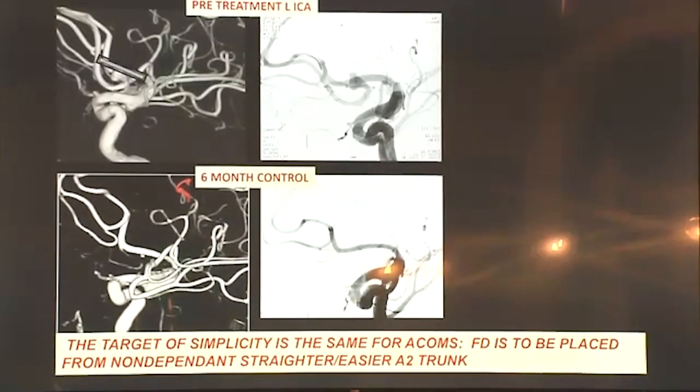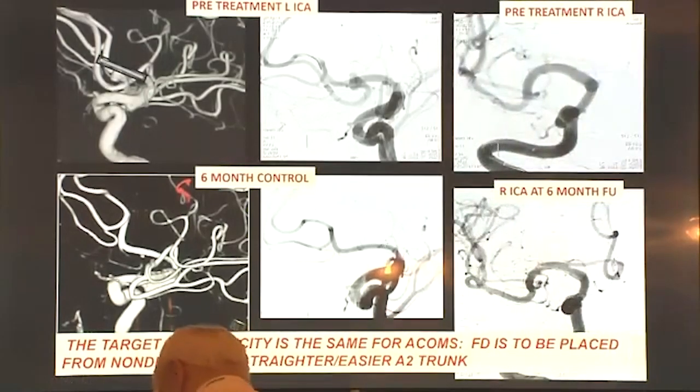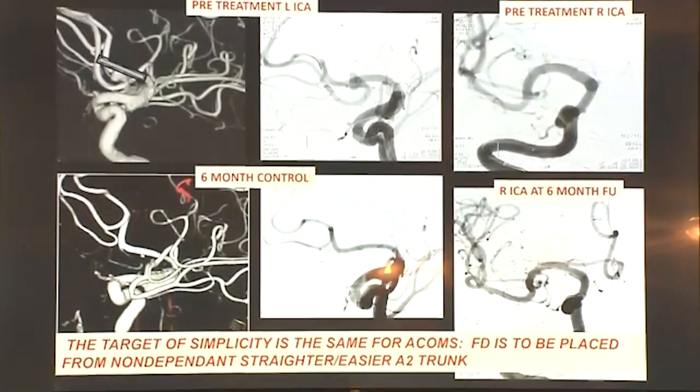And this is how it looked like at 6-month control. We are not seeing the contralateral A2 filling at 6 months, but look how it looked on the other side. The contralateral A2 is not filling in the preoperative. It's a very hypoplastic A1, but at 6 months, it was enlarged due to the flow demand, and the ACoM aneurysm is gone, and both ACAs are filling very nicely.